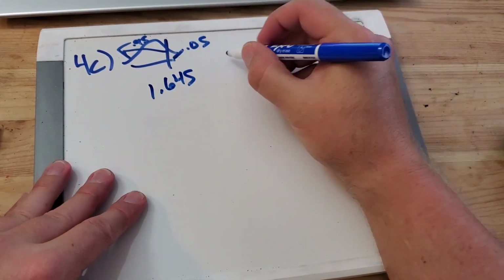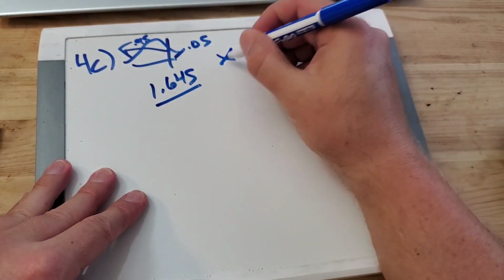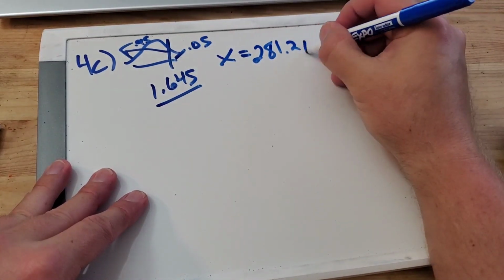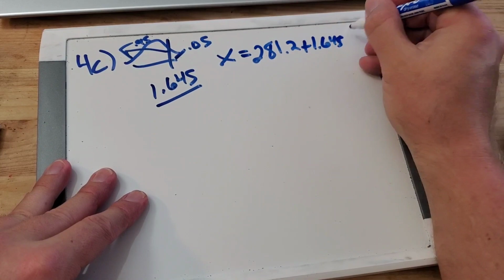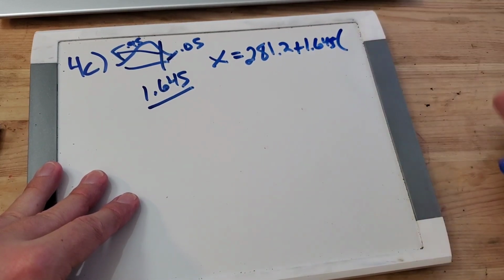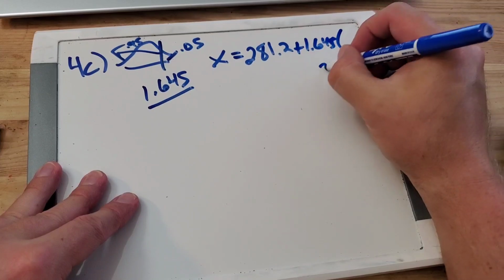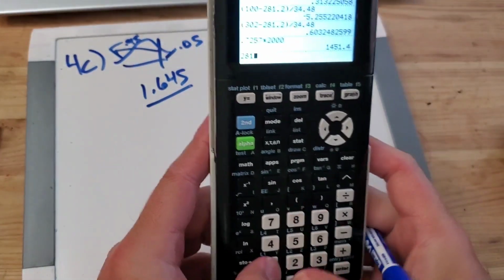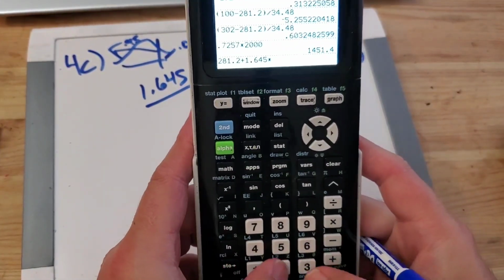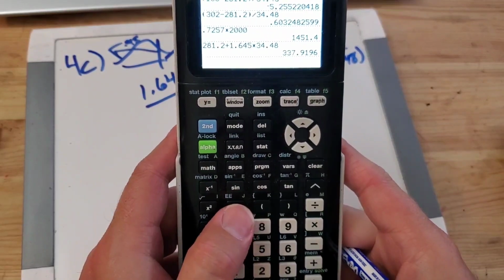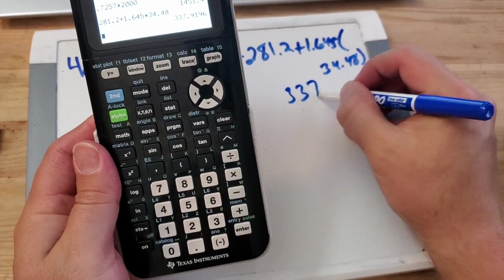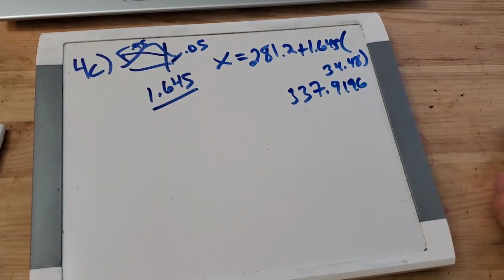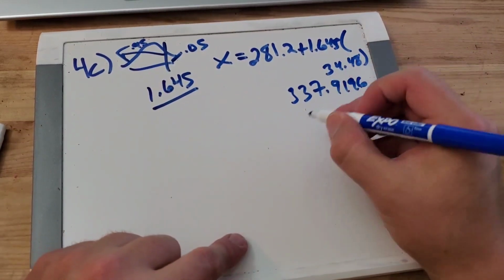What's the lowest score that could place? So then I need this backwards. I know the z-score. I need to know what the raw score is. So x equals the mean plus z times sigma, which was, what was it, 34.48? So if I do that, 281.2 plus 1.645 times 34.48, I get 337.9196. So roughly 338.